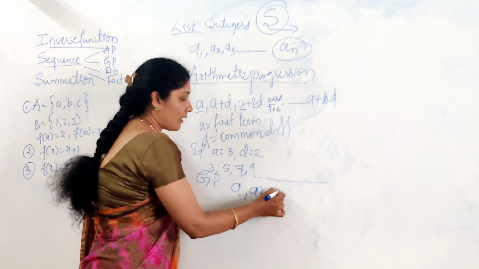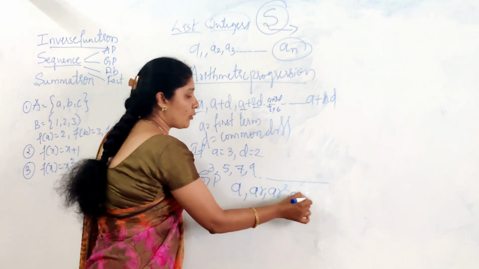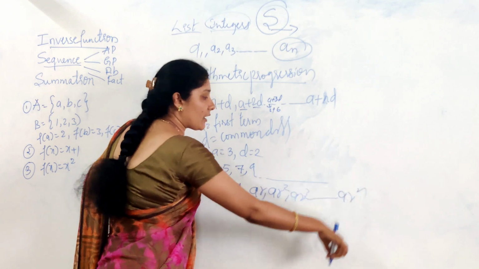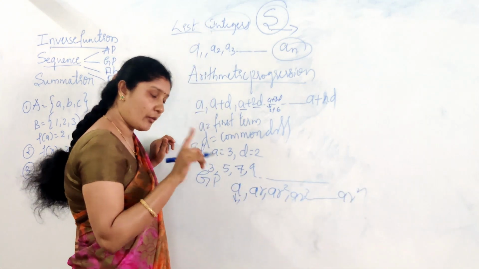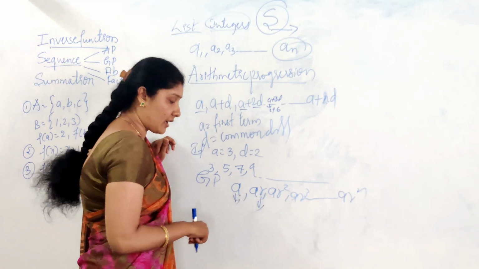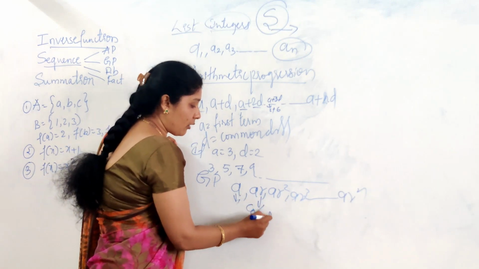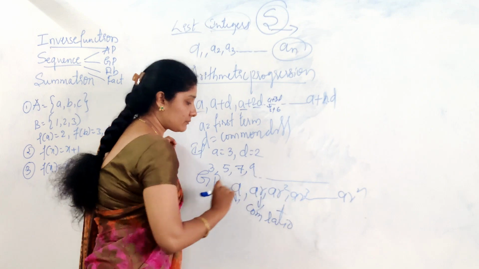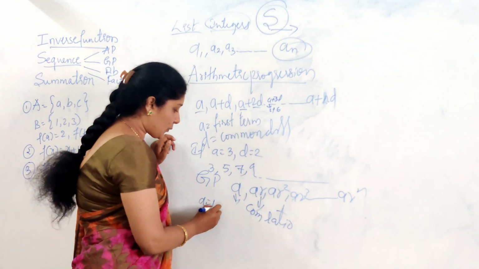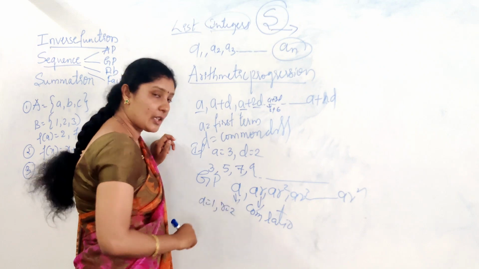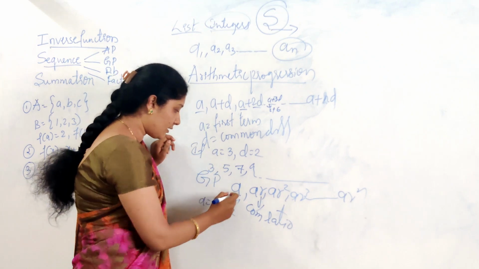AR, AR square, AR cube, and so on up to AR raised to N. Where again A is the first term, and what is this R? R is nothing but the common ratio. See, for example, if A is 1 and R is 2, then what will be the sequence here?